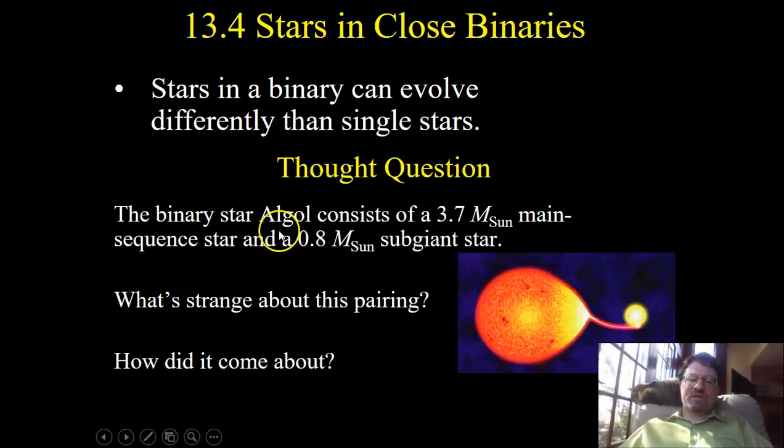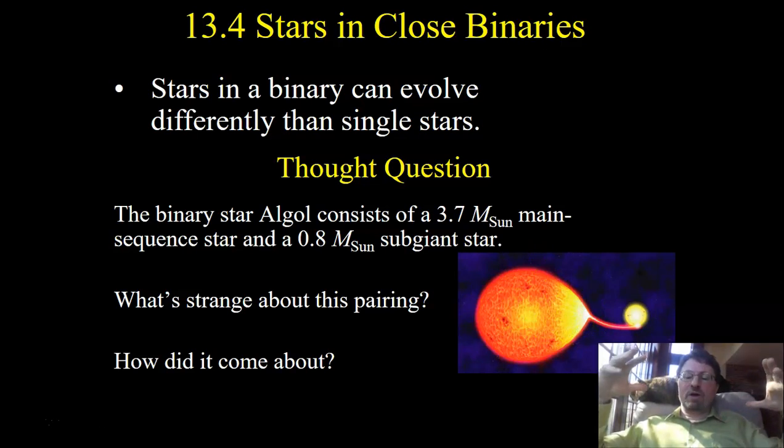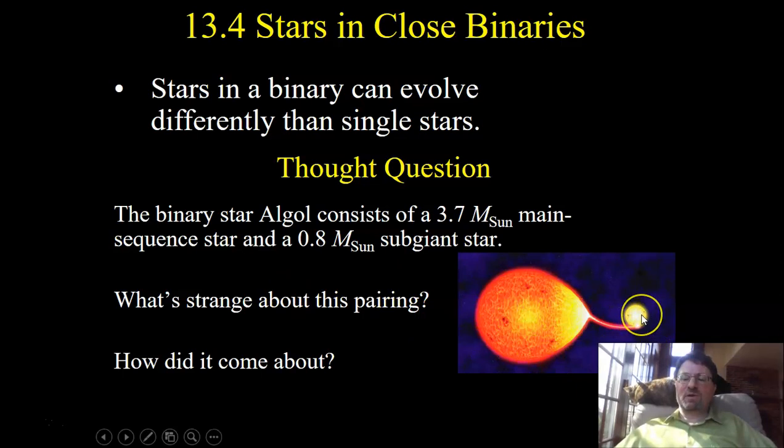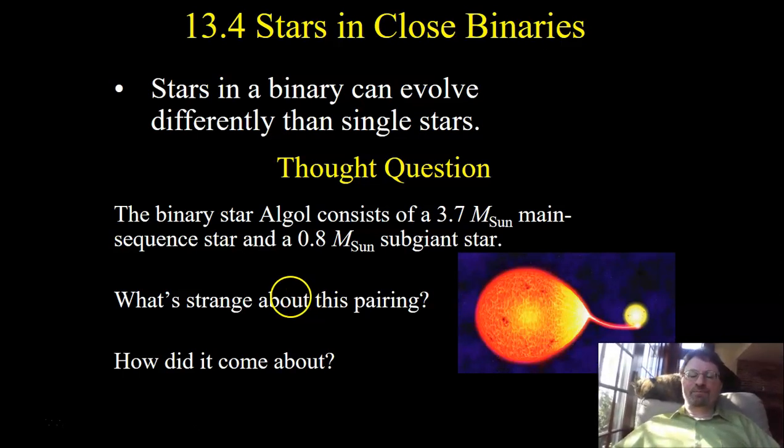There is a binary star system, Algol, which is a 3.7 solar mass main sequence star and a 0.8 solar mass subgiant star. So there's the subgiant being represented. There's the main sequence star. And you can see that the subgiant has expanded and overflowed what's called its Roche lobe, so that matter can now stream down onto its companion, the 3.7 solar mass main sequence star. And what's strange about this pairing? If you want to pause and think about it, see if you can predict what I'm about to say, go ahead and do so.